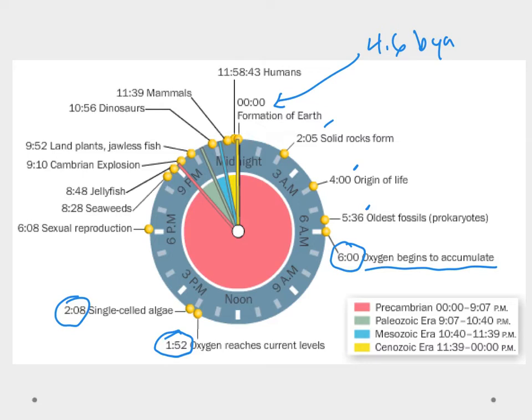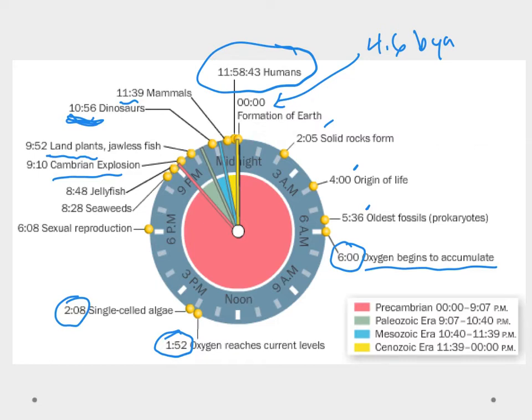You can see that we have here the Cambrian explosion. Land plants didn't come until 9:52 at night. Dinosaurs were at almost 11 o'clock. Mammals came at about 11:39, and here, just 17 seconds before midnight, is where we have evidence of the first humans.